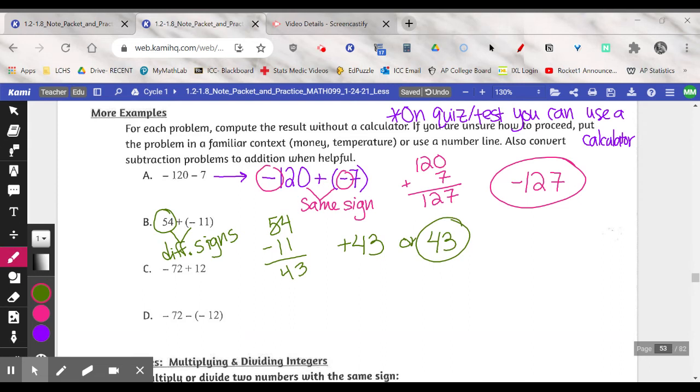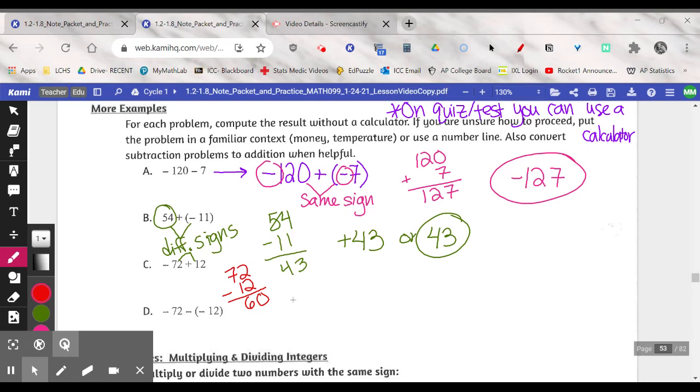For C, we also have different signs. So again, I'm going to think of subtracting first. So I'm going to take 72 minus 12, and I get 60. So the difference is 60. And we're going to look at which one is farther from 0. That would be the 72, and that is negative. So our answer is negative 60.